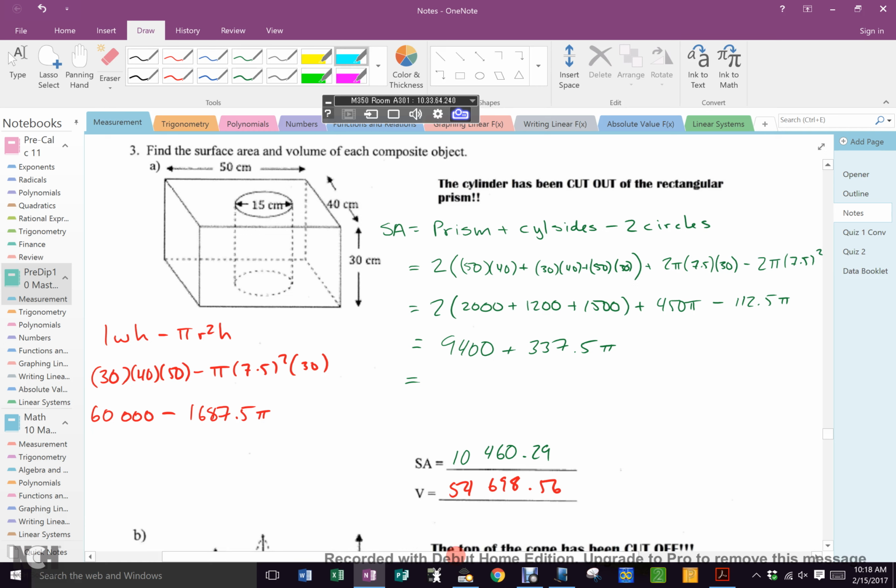Now this is where it's so important to show work. If you show work, you can't screw this up. The surface area of this is a rectangular prism, yes, plus the sides of the cylinder, because I'm adding that in, yes. But since I cut out this circle, I'm losing both of those circles. Everybody understand? Everybody get it? So I do the area of the prism right there.